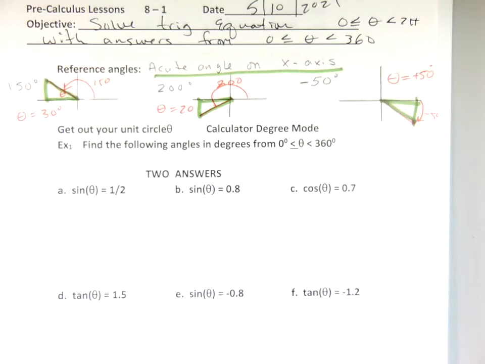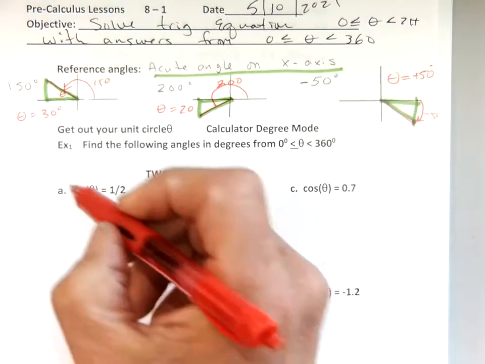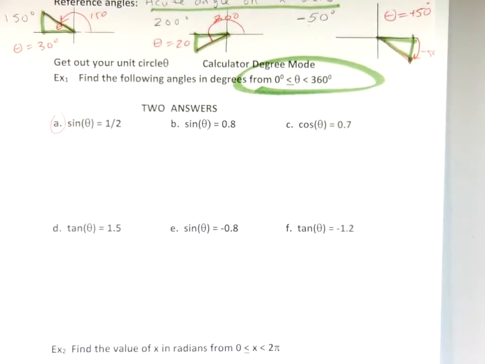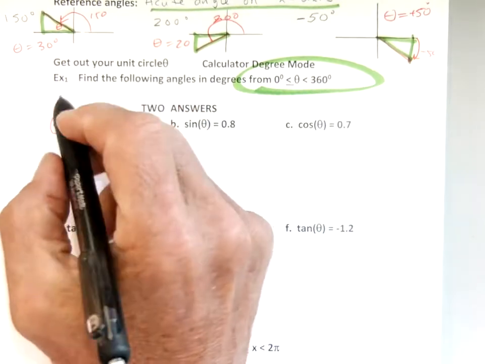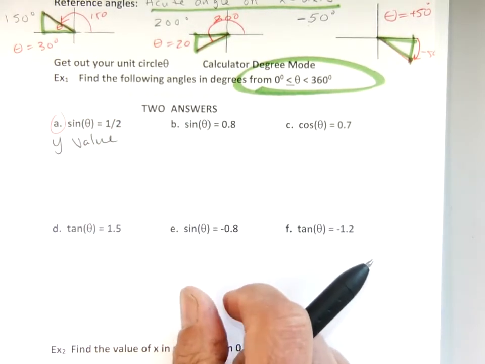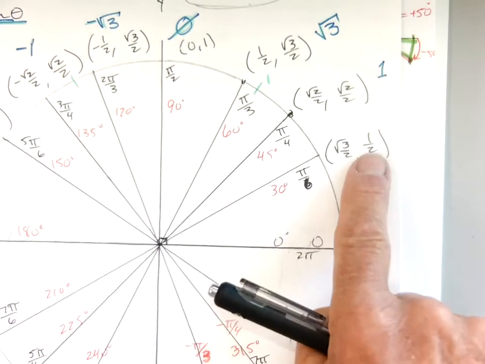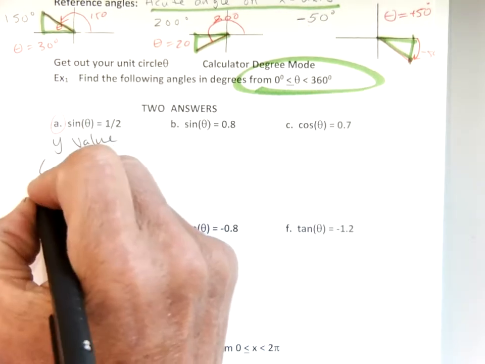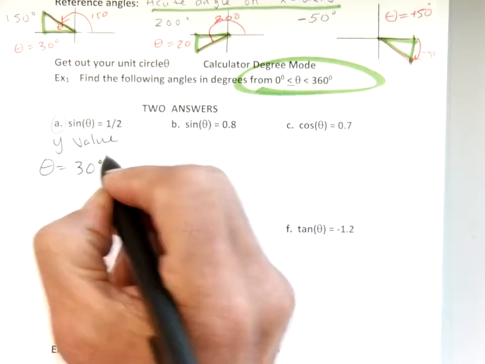Now, how's that going to help us? Well, let's take a look at A. And I want to highlight this. I want you guys to highlight that too, okay? Find the following angles in degrees from 0 to 360 degrees, okay? So, if I'm looking for sine theta equals 1/2, which is a y value, then one answer is there. And of course, we want this in degrees. That makes it easy, okay? So theta equals 30 degrees. Okay, everybody good on that?